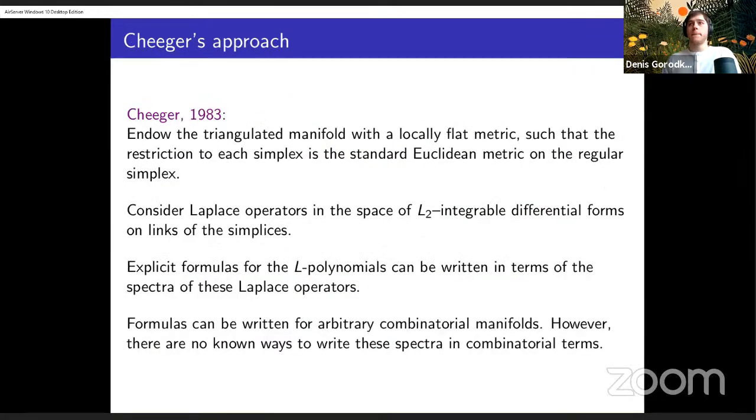A second approach, which is more of a connection between different areas than a real explicit formula, is Cheeger's approach. He suggested to endow each of the simplices of the triangulated manifold with a locally flat metric, and then consider Laplace operators in the space of all L2 integrable differential forms of the links of the simplices of your manifold. And then in terms of the spectra of those Laplace operators, you can write explicit formulas for the L polynomial. However, no combinatorial formula for those spectra is known, and this does not lead to any explicit computations. However, this is a very interesting connection, so I had to mention it.